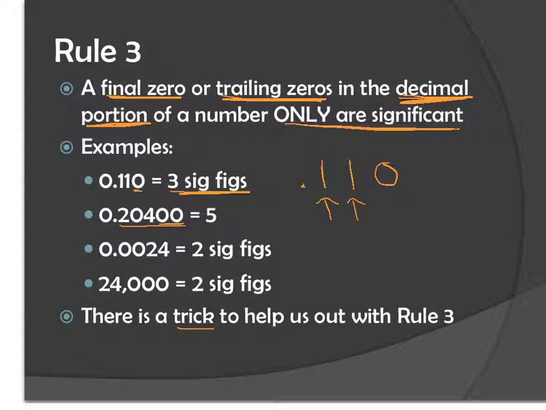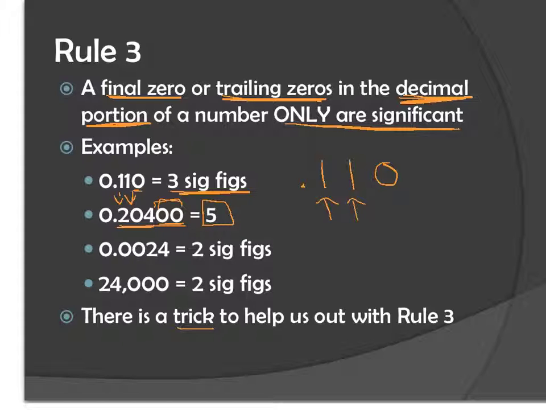Let's take a look at the next one, 0.20400. This number has 5 sig figs. Let's take a look at it. So if we look at this first 2, we know that is significant because it's a non-zero digit. This second 0 is significant because it's in between the 2 and the 4. So according to the hug rule, it's significant. And these 2 zeros at the end are trailing zeros. So those are also significant. So we would have 5 sig figs here.